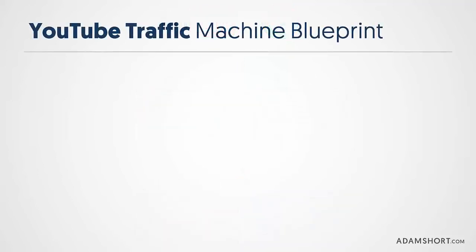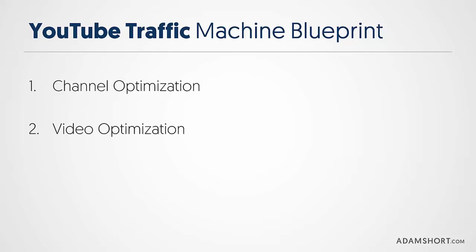So with that said, let's jump now into the YouTube traffic machine blueprint. There are essentially 4 things that you need to get right in order to really harness the full potential of YouTube. And I'm going to go through each of these 4 things in detail in this video. And they include channel optimization, video optimization, video creation, and video views. Now, all 4 of these factors are equally important. They all work together to create that optimal result that we're after.